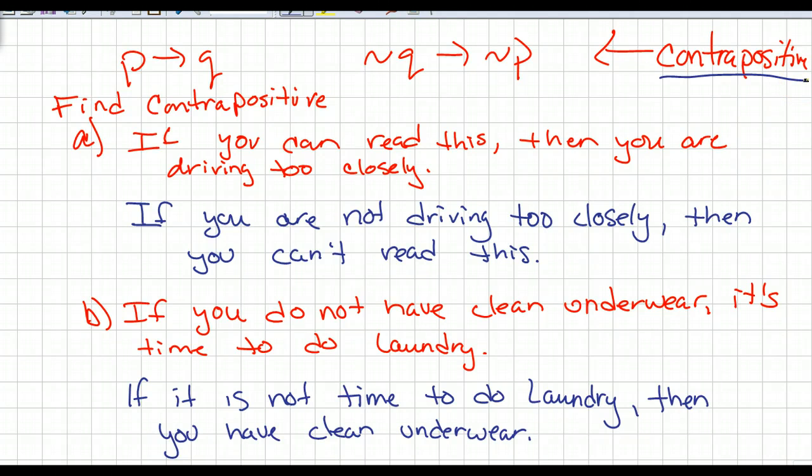In your homework tonight, Blitzer is going to give you some statements, and you need to come up with the contrapositive of those statements. Okay? So a contrapositive is taking the two statements, reversing them, and negating them. So for A, if you can read this, then you are driving too closely. How many of you guys have seen that on a bumper sticker? A few of you? Okay. So the contrapositive to that, we got to reverse them and negate it. If you are not driving too closely, then you can't read this.